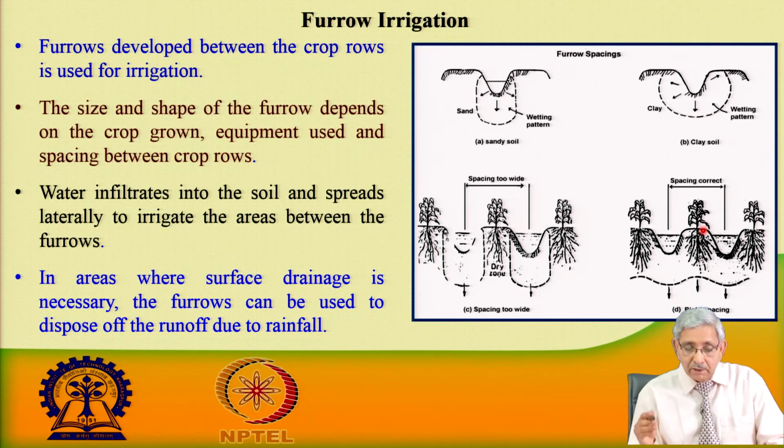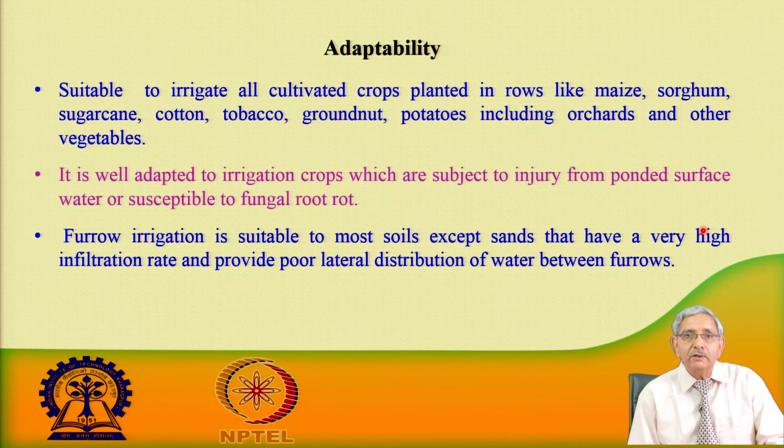So, in case of furrow irrigation system, horizontal as well as lateral movement of water takes place, and these furrows are also used for disposal of runoff water. Furrows are used for row crops like maize, sorghum, and sugarcane, and are well adapted to irrigating crops which are subject to injury due to ponding conditions, and root rotting takes place.